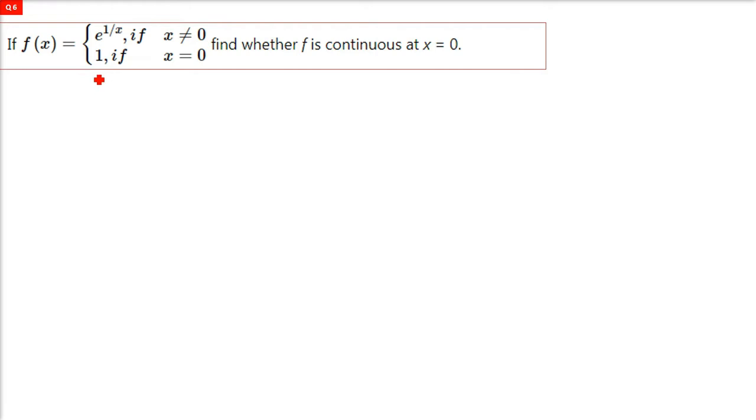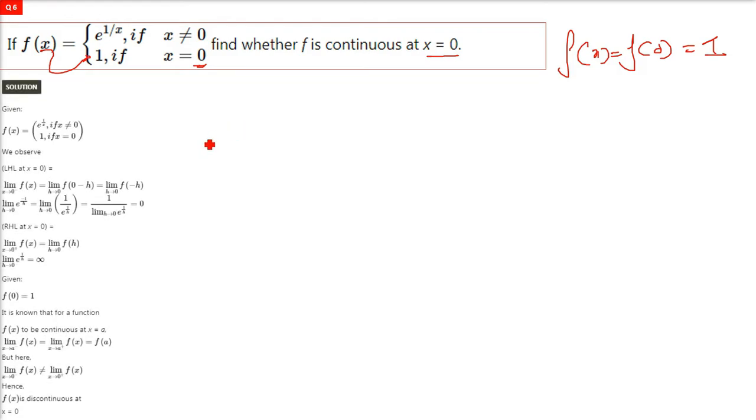f(x) is equal to e raised to 1 by x if x is not equal to 0, and 1 if x is equal to 0. Check whether f is continuous at x equal to 0. So f(x) should equal f(0). What is the value at 0? It is already given in the question, it is 1. So if LHL and RHL come to 1, then it is continuous, otherwise it is discontinuous.